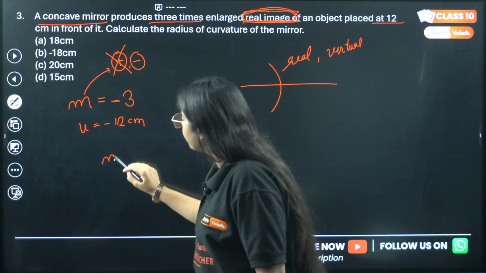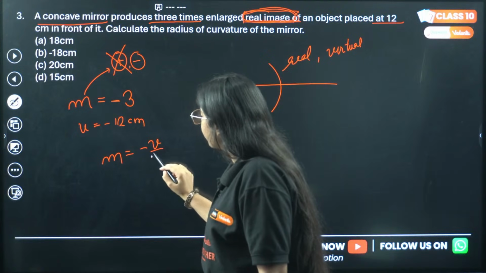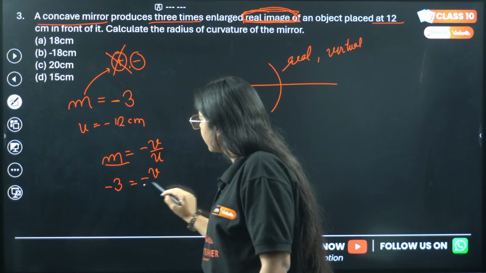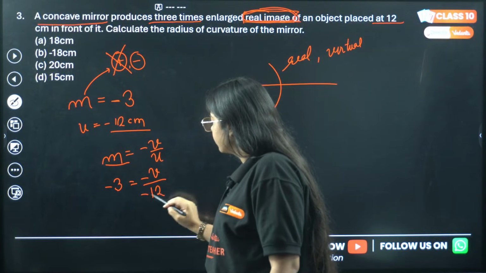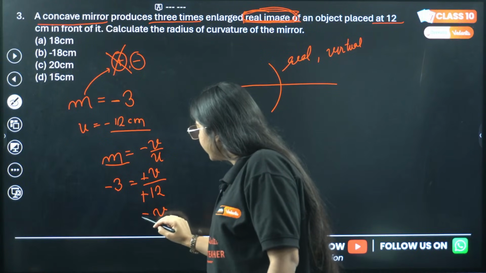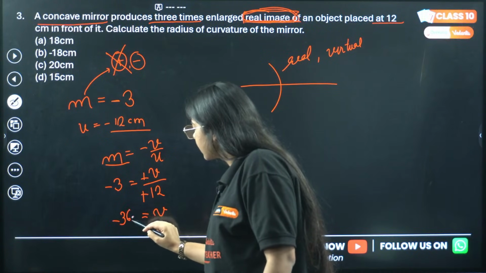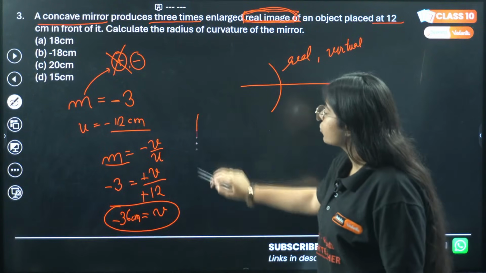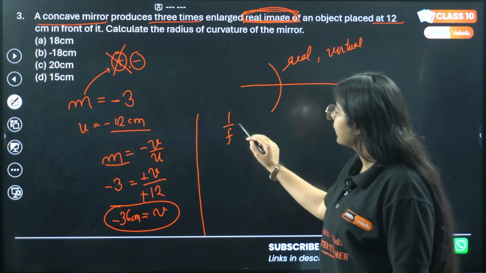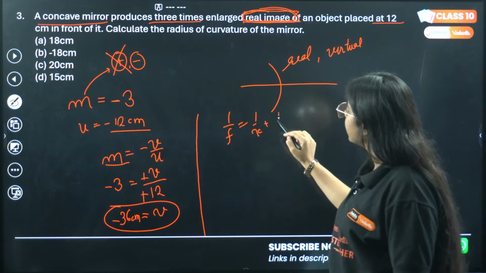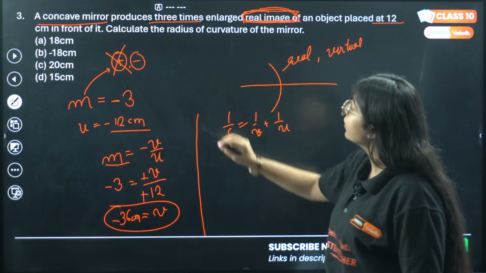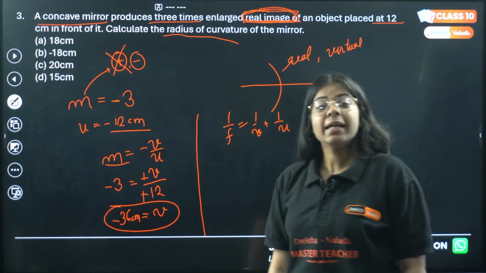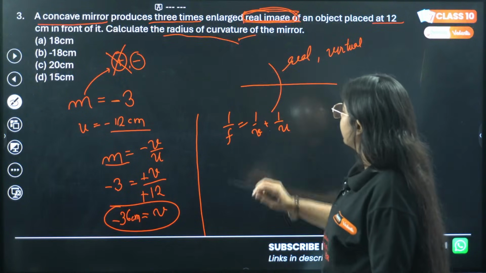So I know the magnification formula is minus v by u. Magnification is minus 3. v is minus v, u is minus 12, correct? So from here v comes out to be minus 36 centimeter, correct? And by using the mirror formula, I can calculate the focal length, since I need to calculate the radius of curvature. So what do I need for radius of curvature? We need focal length, correct?